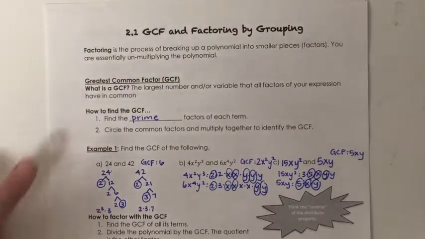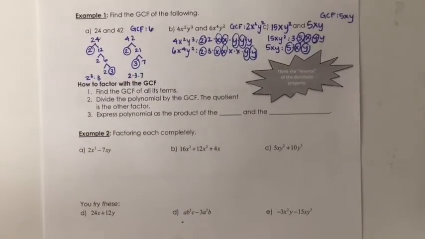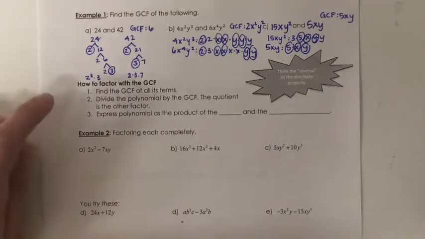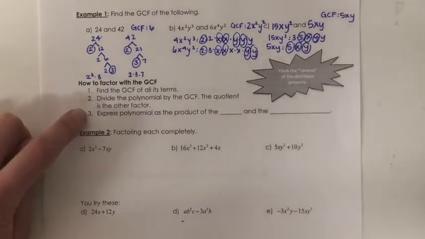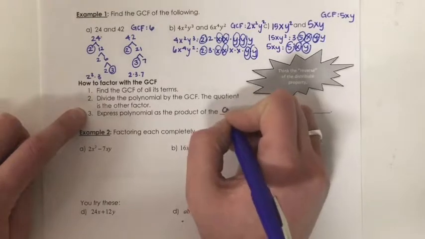Okay. We need to be able to find the GCF because that's what we're going to use to factor. So let's keep that in mind as we look at these next examples. So find the GCF of all these terms. That's what we're going to do as we look down here. That's the first step. Then we're going to divide the polynomial by that GCF. The quotient is going to be our other factor. And we're going to express the polynomial as a product of the GCF.